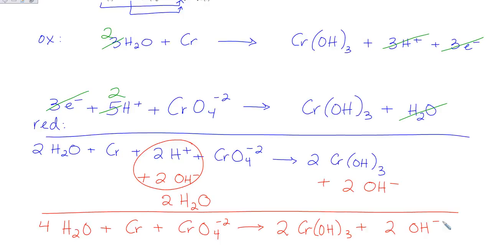So I have 8 hydrogen on the reactant side. I have 6, 7, 8 hydrogen on the product side. I have 4 and 4, 8 oxygen on the reactant side. I have 6 and 2 for 8 oxygen on the product side. 2 chromium, 2 chromium. Atoms are balanced. The charge balances as well. -2 on both sides. It's done. Everything balances.